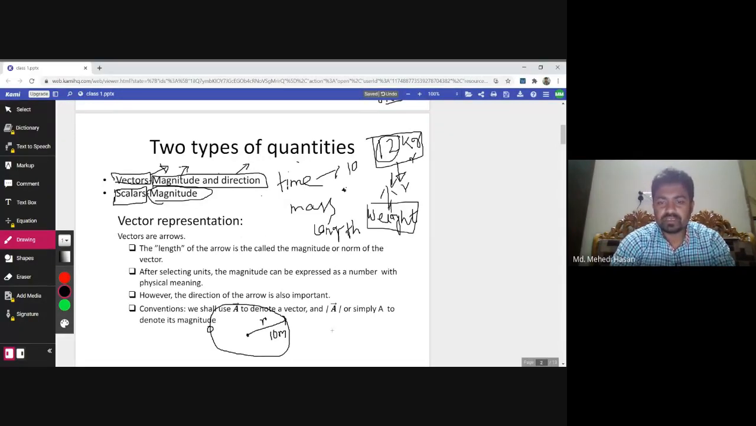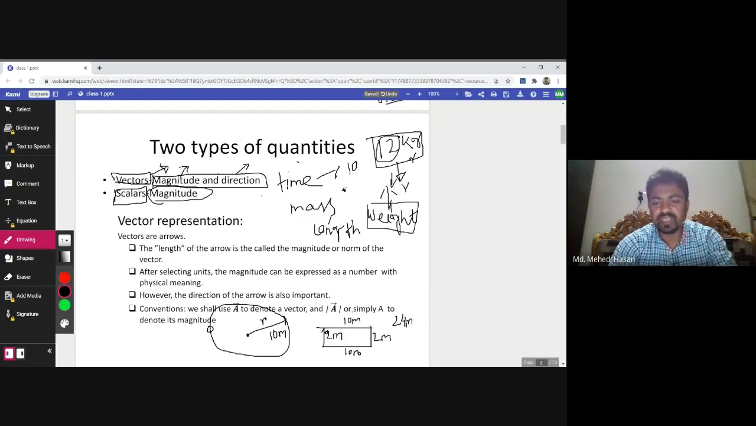Another example is that, say you're moving rightward 10 meters, then downward 2 meters, leftward 10 meters, and upward 2 meters. Now the question is, what is the distance covered, and also what is the displacement. In this case, distance is the total distance covered by you: 10, 2, 10, 2, which is 24. 24 meters is the distance.